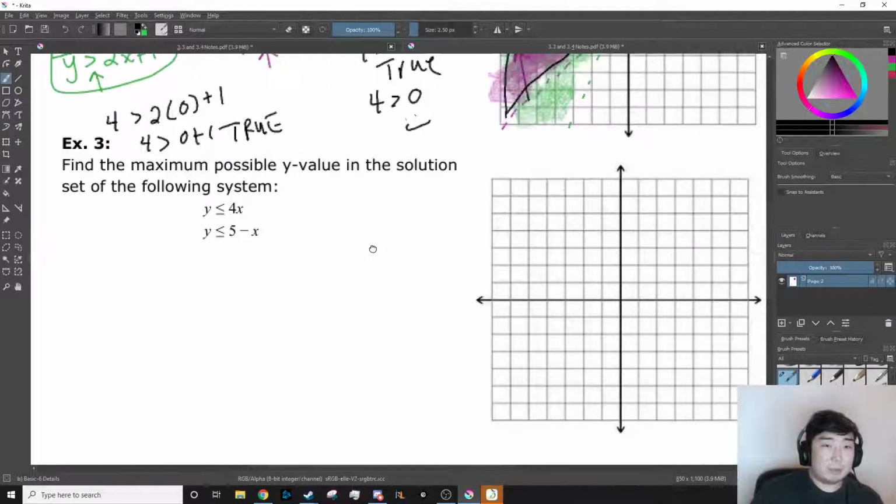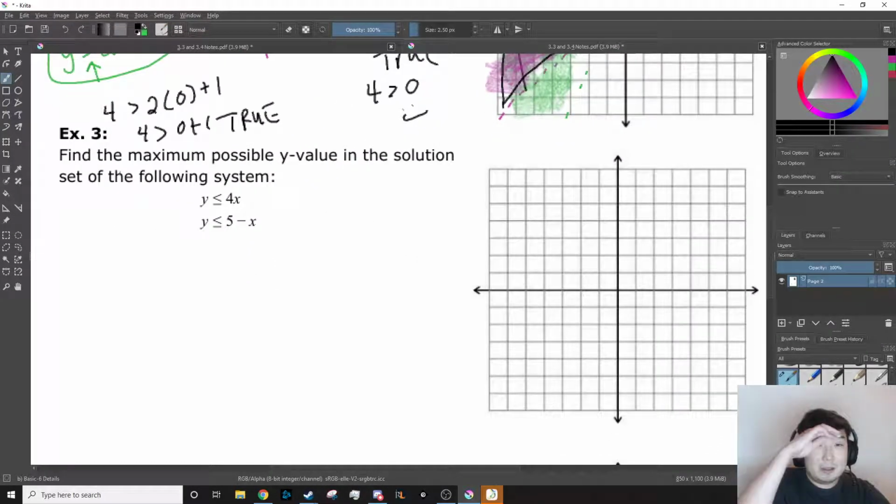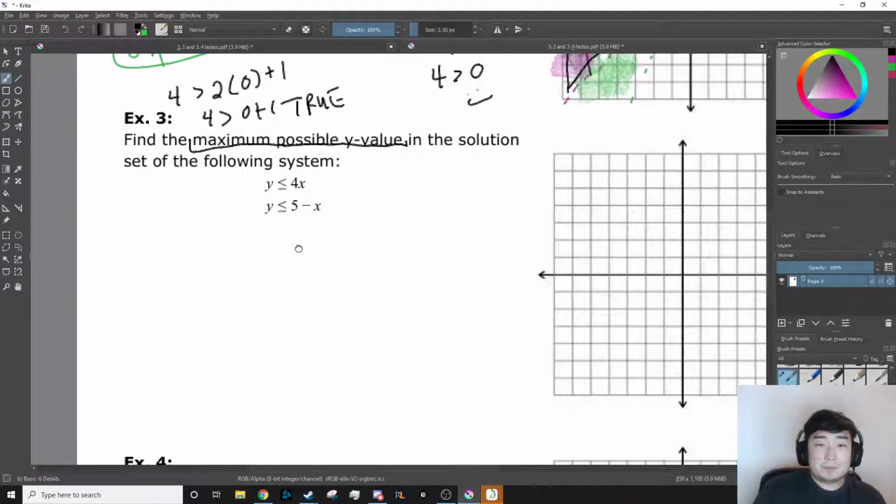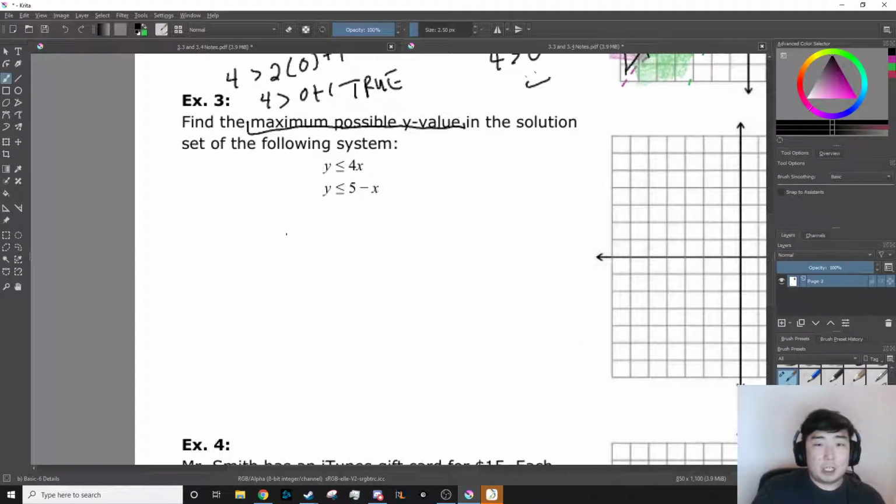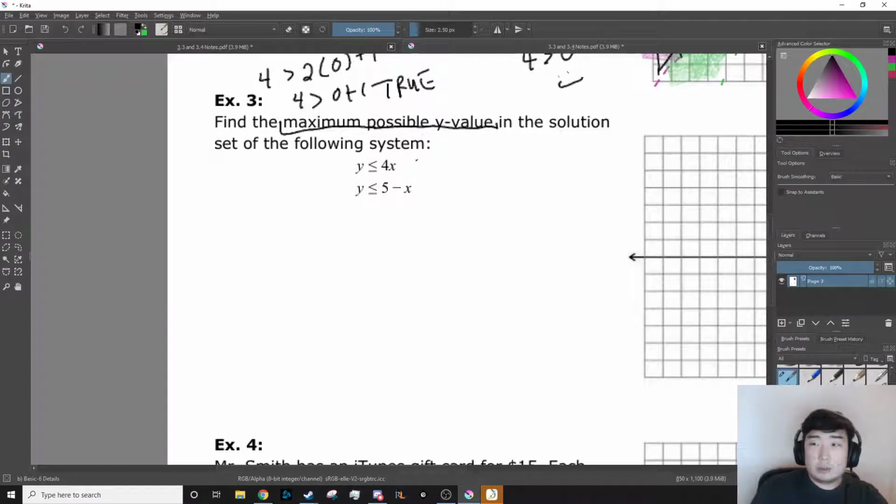Let's try this problem. Example 3. Find the maximum possible y value. So what is the highest y value that you can have in the solution? Nice enough, Mr. Hong has given you two equations, and they look relatively pretty easy to graph.